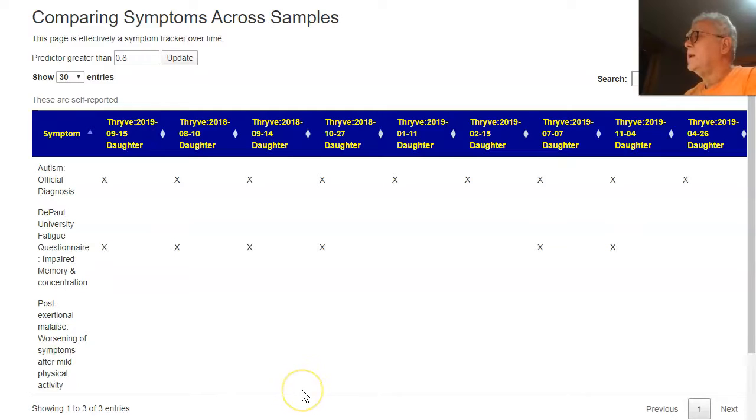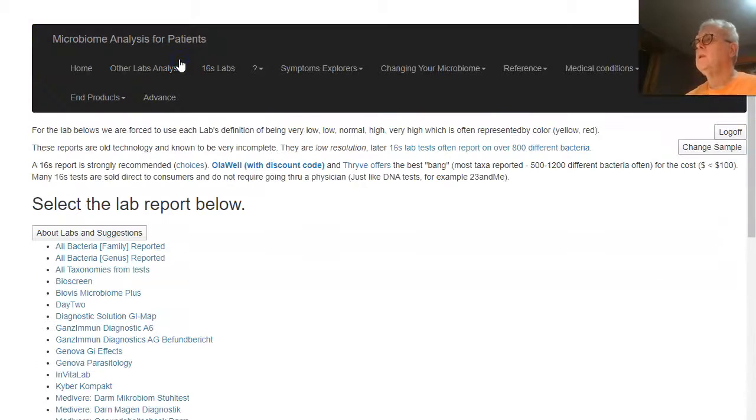So what it does is give a general indication of the health of a person. The more symptoms that show up on one lab report compared to another, the more likely it is that there's a deterioration of health, especially if it keeps up for 2 or 3. Let's drop this down to 0.7. Do an update.